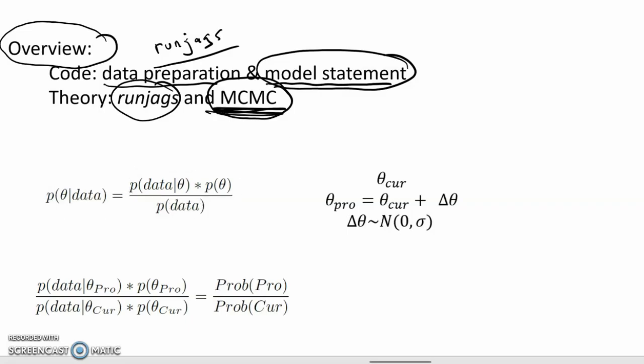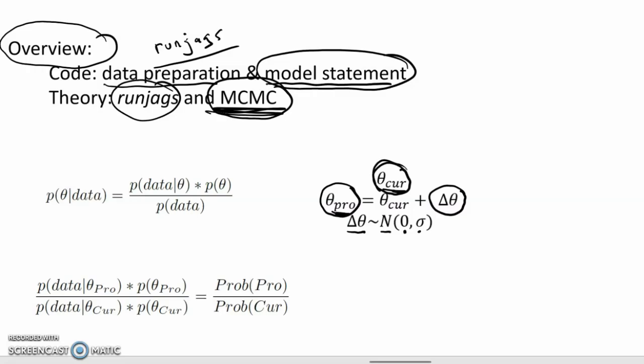So the way this is going to work is we're going to have a current value of theta, and then we're going to have a proposed value of theta. And we're going to get our proposed value of theta by taking the current value of theta and adding some small amount to it, where that small amount is a random draw from a normal distribution with mean 0 and standard deviation sigma.